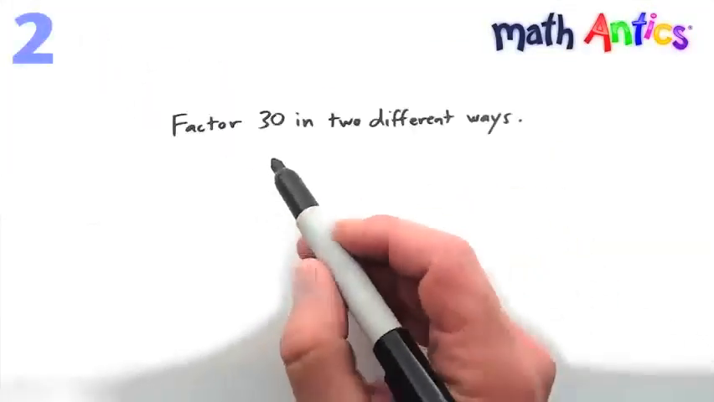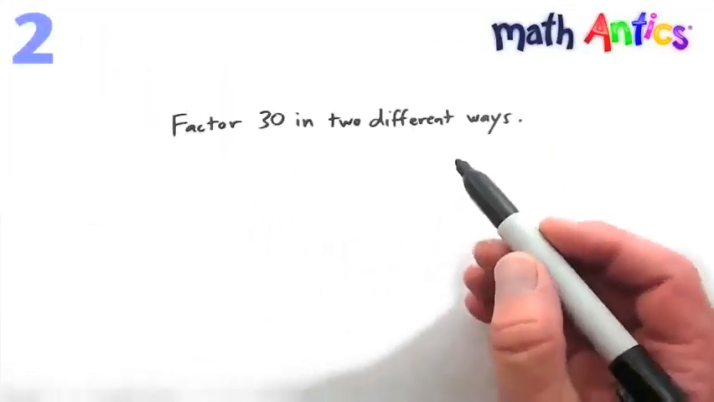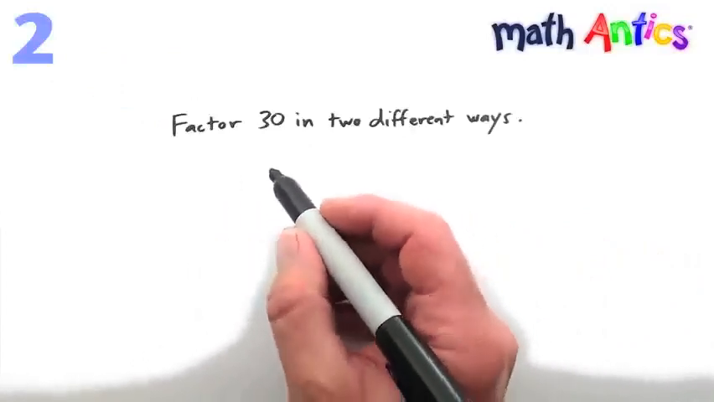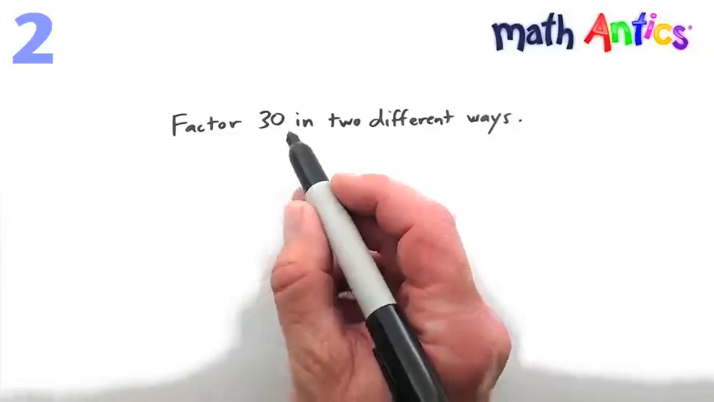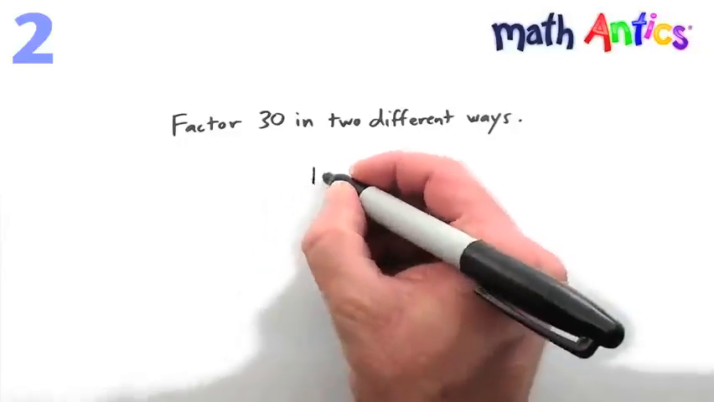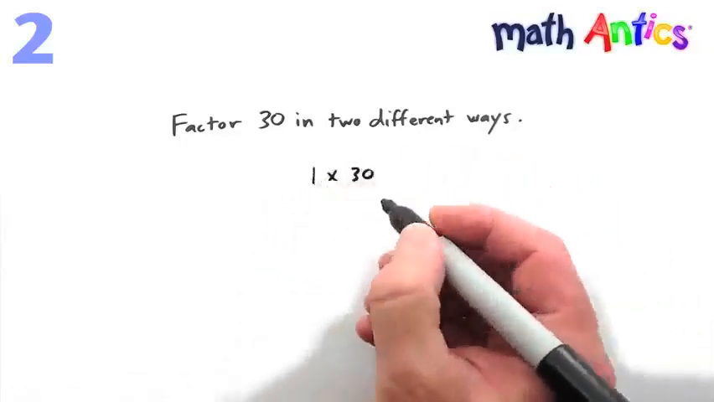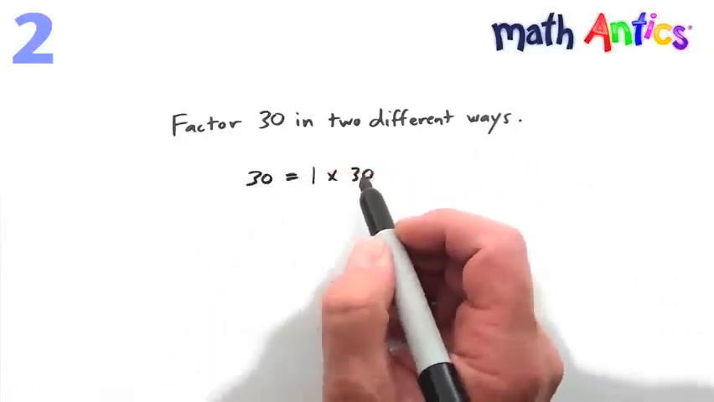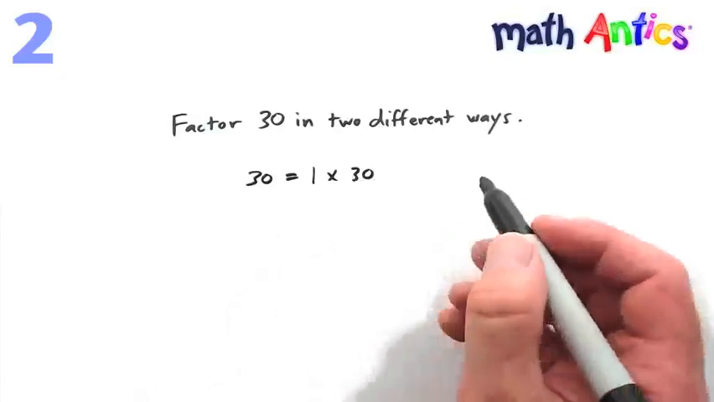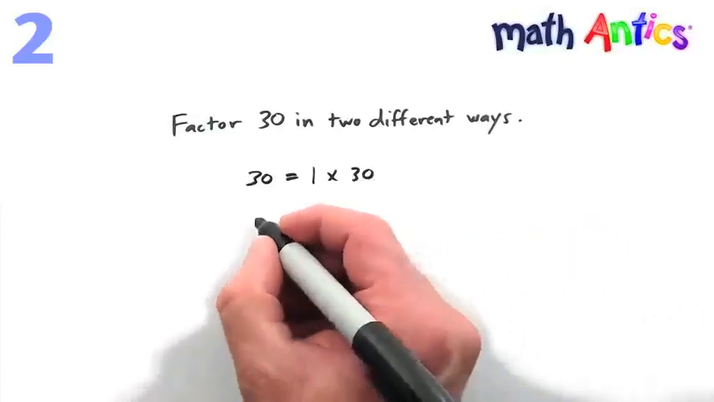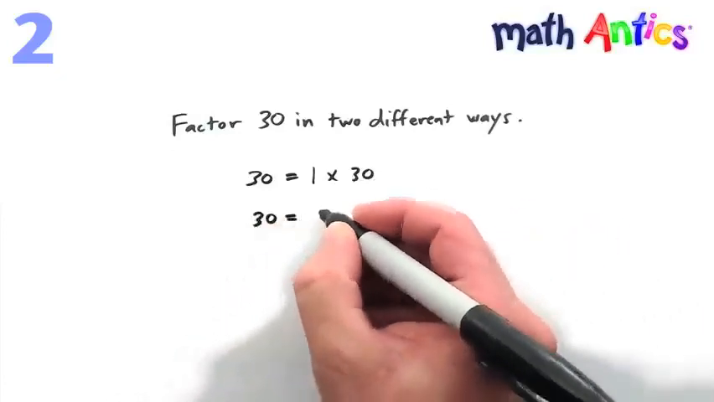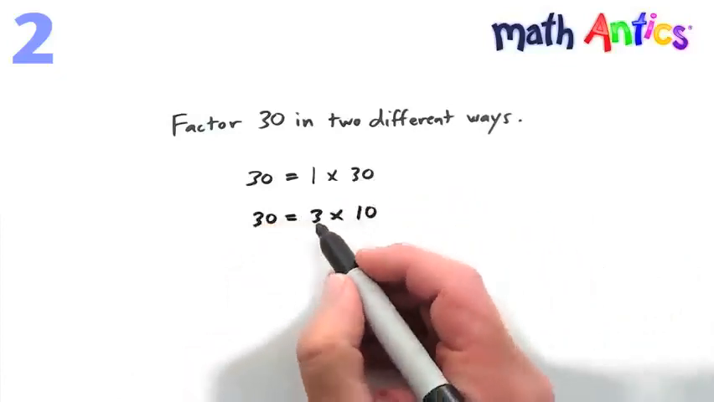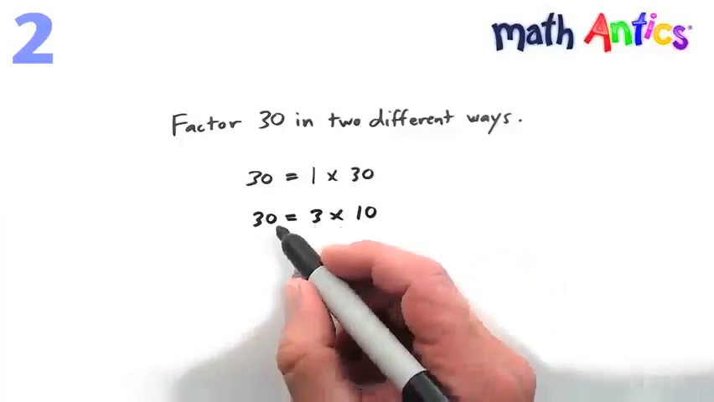And problem 2 wants us to factor 30 in two different ways. Again, factoring is just unmultiplying, so we need to ask ourselves, what can we multiply together in order to get 30? Well, 1 times 30, that would work for sure. We know that any whole number could be factored into 1 times itself. But let's see if we can find some other solutions too. Let's see, 30 could also be 3 times 10. 3 tens gives us 30, so 3 and 10 are factors of 30 also.